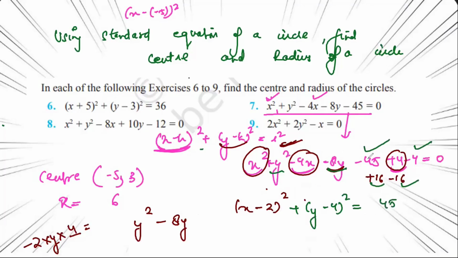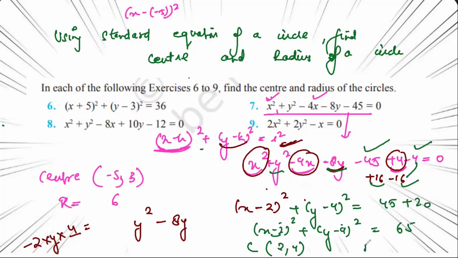So 45 will go to that side and become positive, and this will become positive 20 on that side. So (x minus 2) whole square plus (y minus 4) whole square equals 65. Now what is the center? The center I have is (2, 4), because the general equation says h and k, and the signs are negative already. And what is the radius? It is square root of 65, because in the standard equation I have r square, and 65 is the square of root 65. So the radius is root 65.